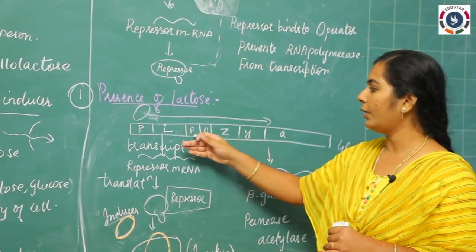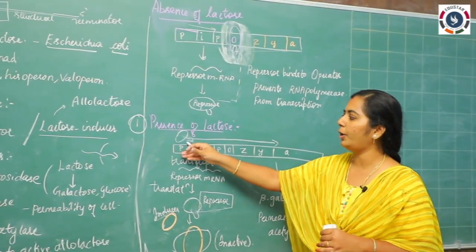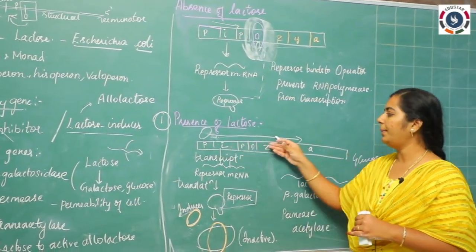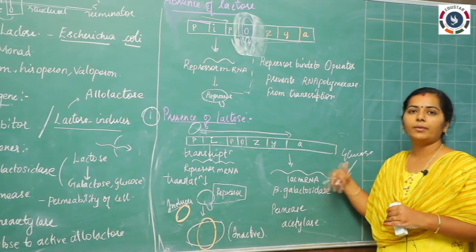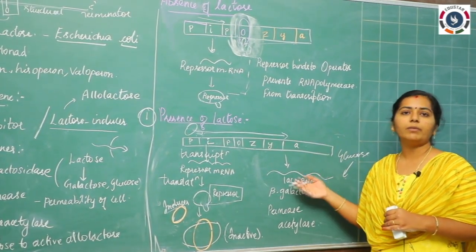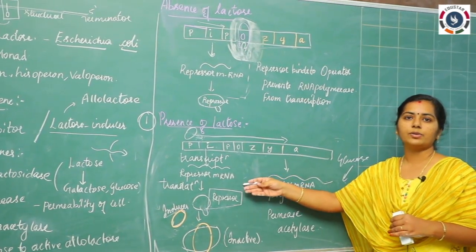So obviously our operator is set free and our RNA polymerase is also set free, so the complete protein synthesis will take place and these enzymes are produced, and our E. coli can survive even in the presence of lactose.